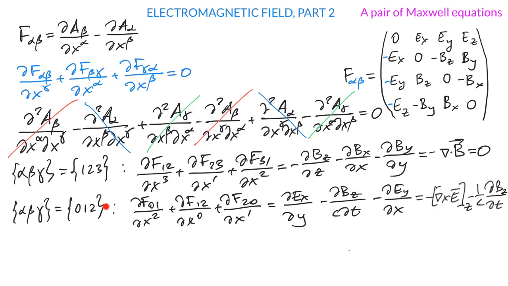Clearly, if we take two other combinations of 0 with two space-like indices, we'll have the x and y components of the same equation. So we obtain a vector expression: curl of E plus 1 over c dB by dt equals 0, which is the other Maxwell equation without the sources. So we have two of these. This is one, this is the other, that follow directly from the structure of the F tensor.